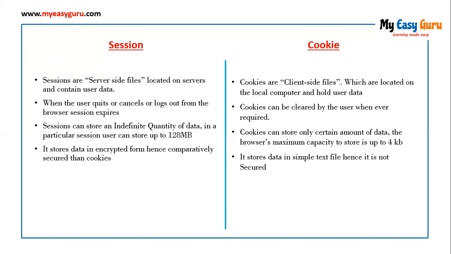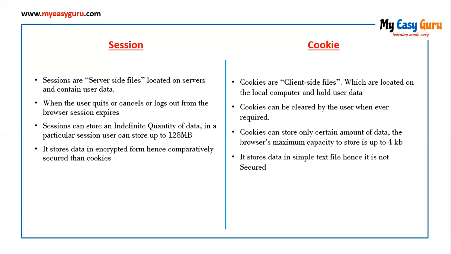Sessions can store an indefinite quantity of data. In a particular session, a user can store up to 128 MB, while cookies can store only a certain amount of data. The browser's maximum capacity to store cookies is up to 4 KB. In session, data is stored in encrypted form. Hence, comparatively, it is more secure than cookies. In cookies, data is stored in simple text. Hence, it is not at all secure. So let's understand what is the difference between session and cookie.